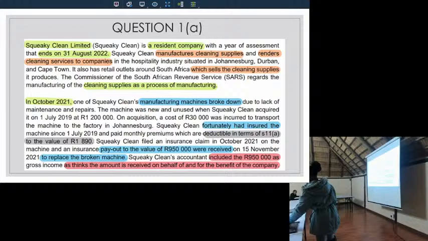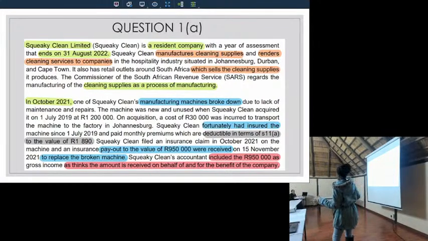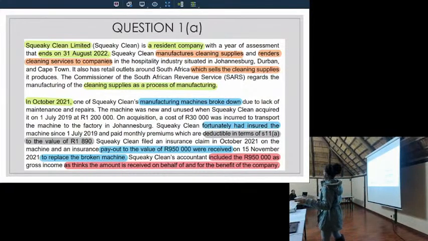So Squeaky Clean fortunately had insured the machine since the 1st of July 2019 and paid monthly premiums which are deductible in terms of Section 11A to the value of 1890. So you guys have not yet covered deductions. Yes, it will be covered next week, right? It's also a case law concept. So there'll be a lot of case laws in July that you guys need to go through. So make time for it. You don't have to know that part because you don't know about deductions. But if you were writing this test, you would have known what to do with the 1890, right?